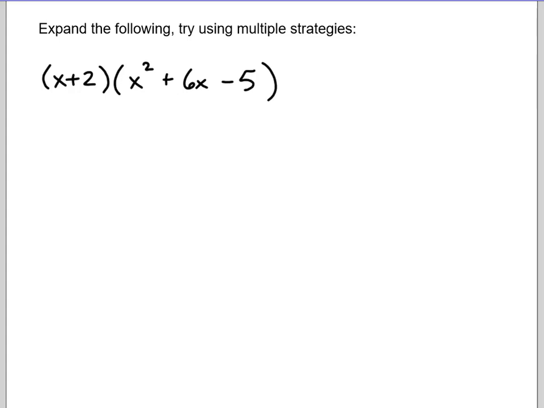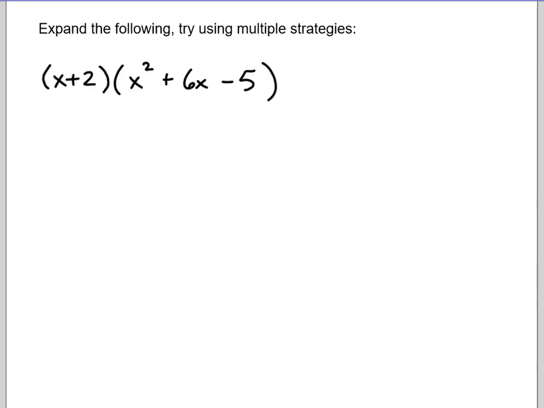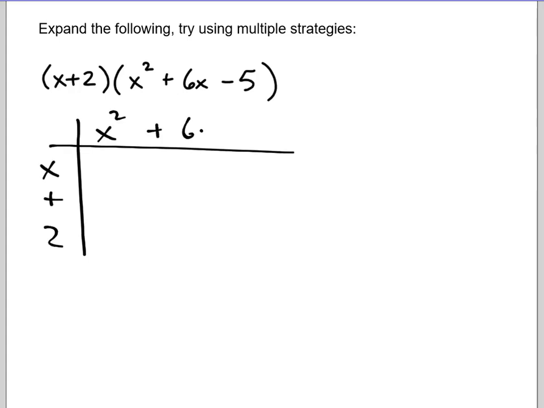Okay, last one, I think. What happens if we have a 2-term, a binomial times a trinomial? Well, if you notice back here, we had 2 terms times 2 terms, and we got 4 terms. Well, if we do this one, 2 terms times 3 terms should give me 6 terms before I clean it up.